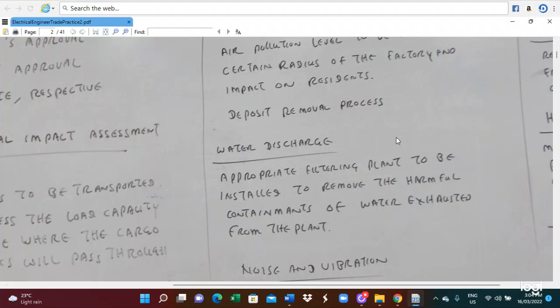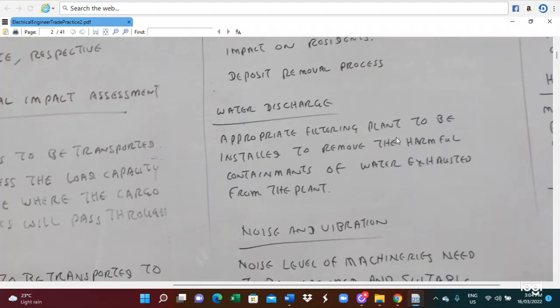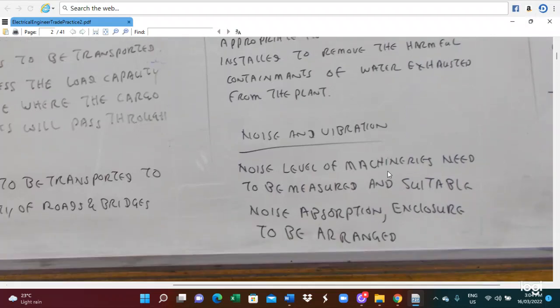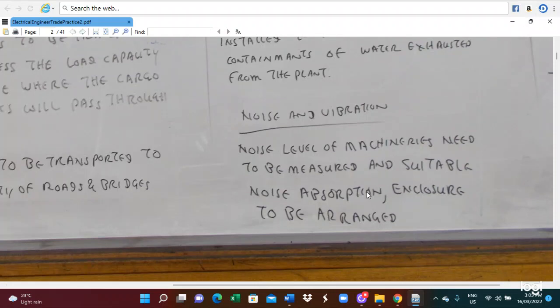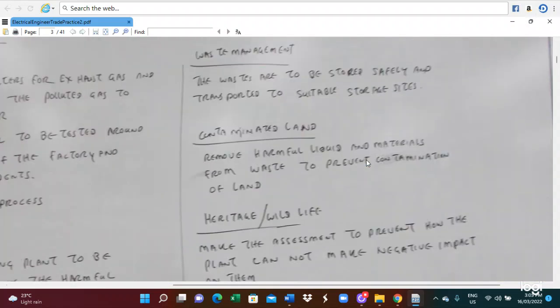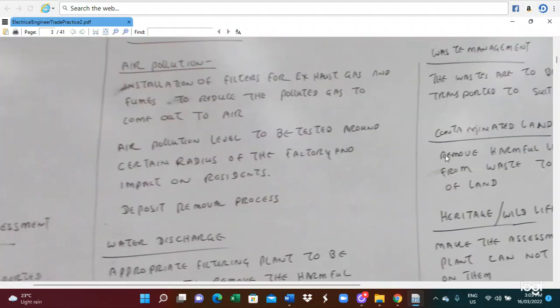In the meantime, the deposit removal process needs to be considered. Also, we have to discharge the water from your site. In this case, we have to install an appropriate filtering plant to remove the harmful contaminants from the water exhaust from the plant. Another important aspect is noise and vibration. The noise level of the machinery needs to be measured, and a suitable noise absorption enclosure needs to be arranged. Those are the environmental impact assessment and preparation for your polluted sites.